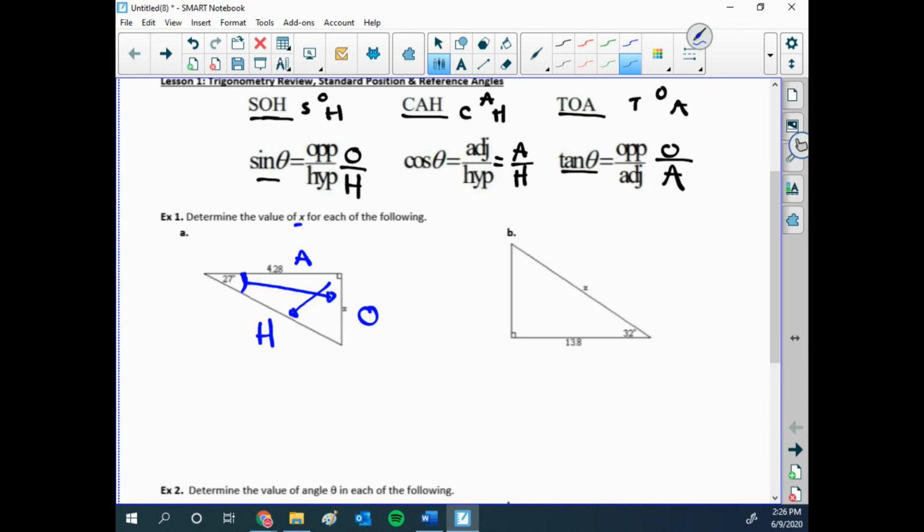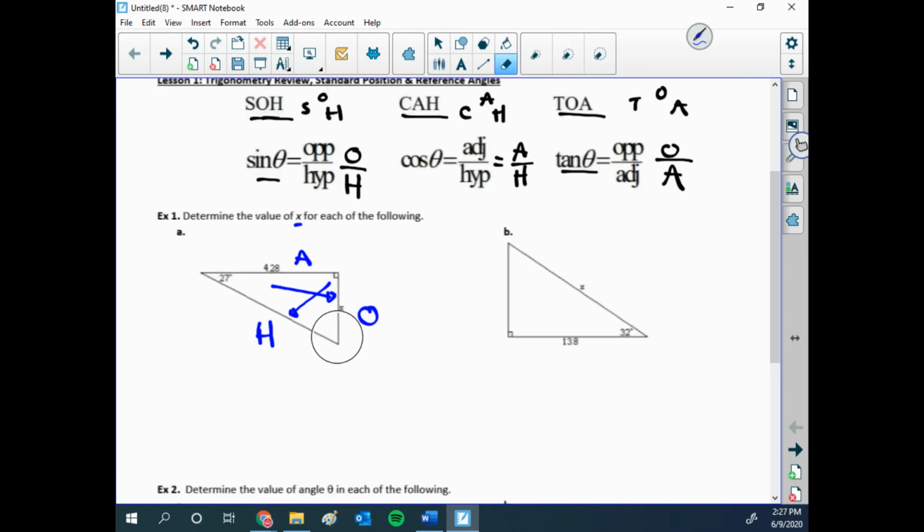Or you can say the adjacent is the other side that connects to the angle that's attached to the hypotenuse, which is a little more complicated. Anyways, I'm trying to solve for dimension x. Whenever I'm solving, I ask what pieces of information I have. I'm looking for the opposite, and I have the adjacent. Out of these three formulas, which one has both an O and an A in it? Not SOH, not CAH, but TOA does. So I'm going to use TOA to help me solve.